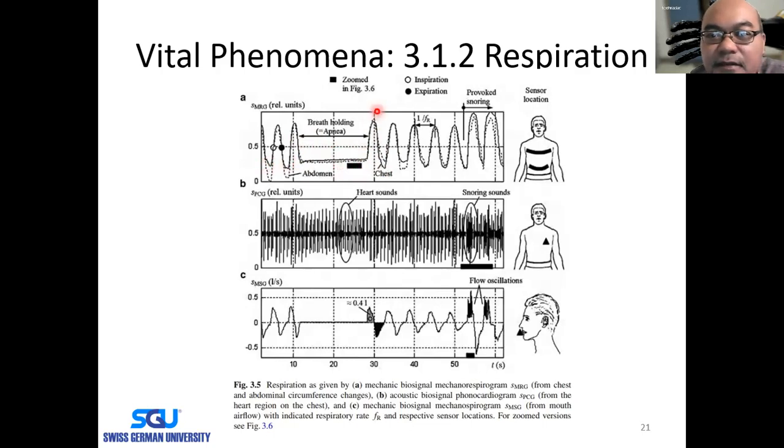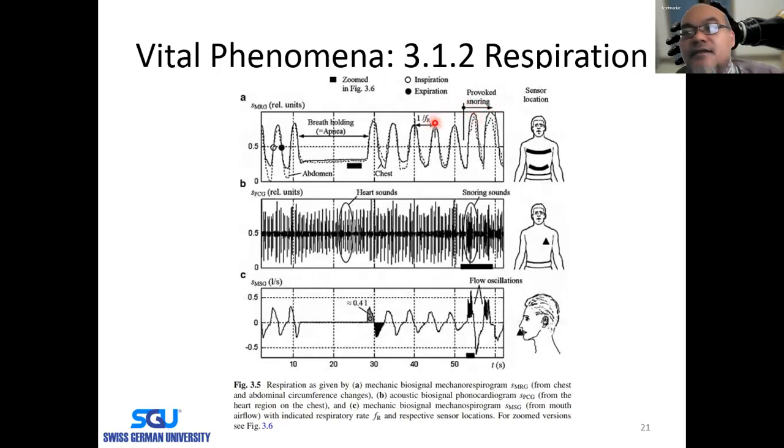So then this is during the inspiration and expiration. I think this is during the inspiration, but the peak increases. This is during the expiration. Okay, so this is a relative unit showing the expansion and contraction of volume of both chest and the abdomen. And this is during the provoked snoring.